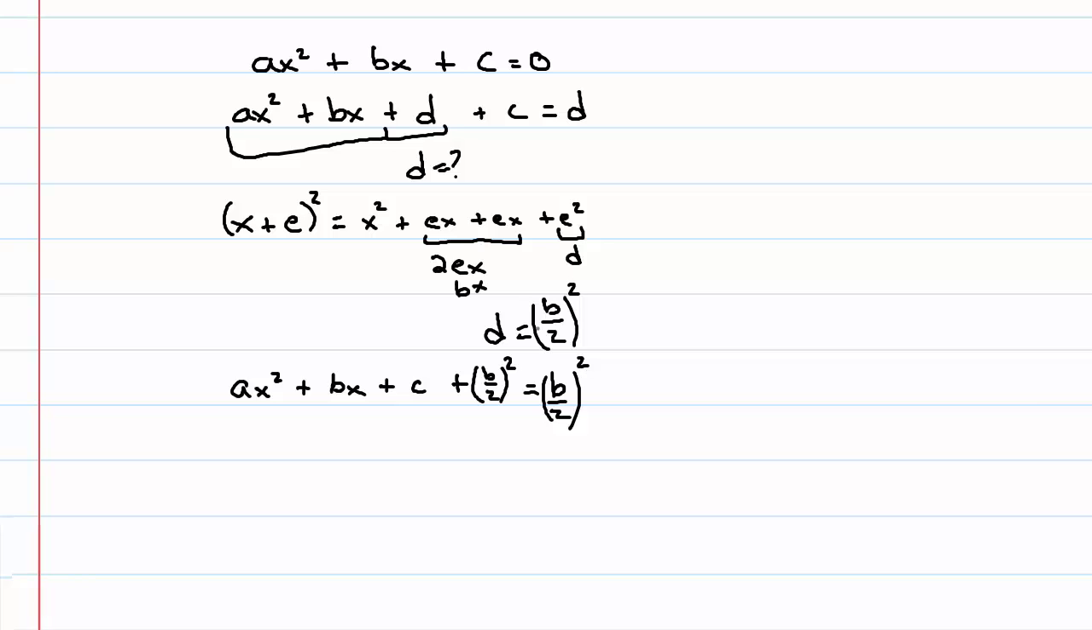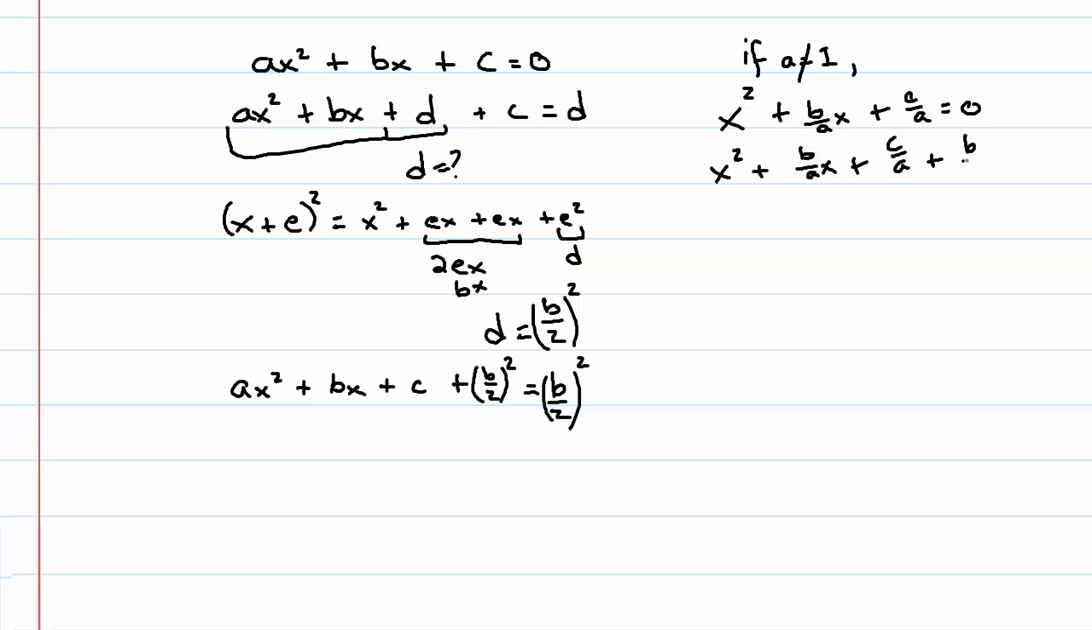Now, there is a complication. If a does not equal 1, and it usually does, but if it doesn't, we'll first need to divide it out throughout the quadratic polynomial. And from here, we should be adding, instead of b over 2 squared, we should add b over 2a squared.